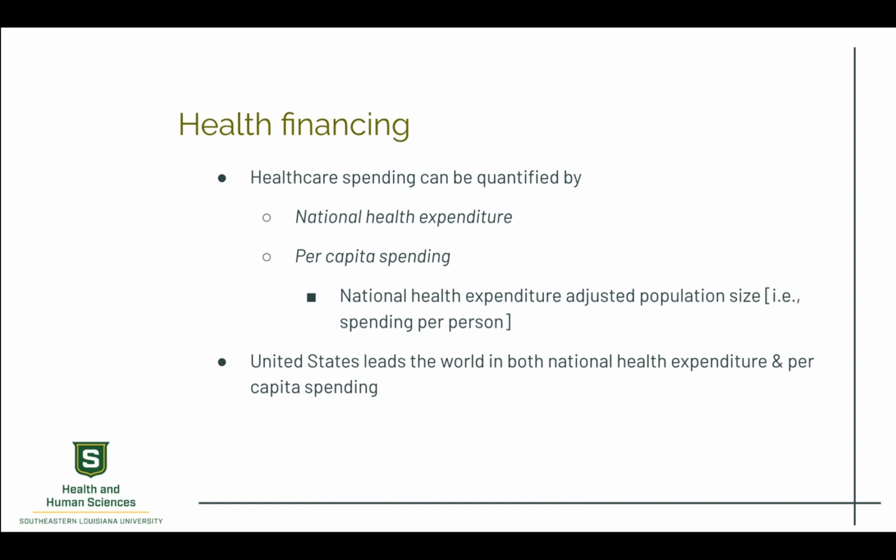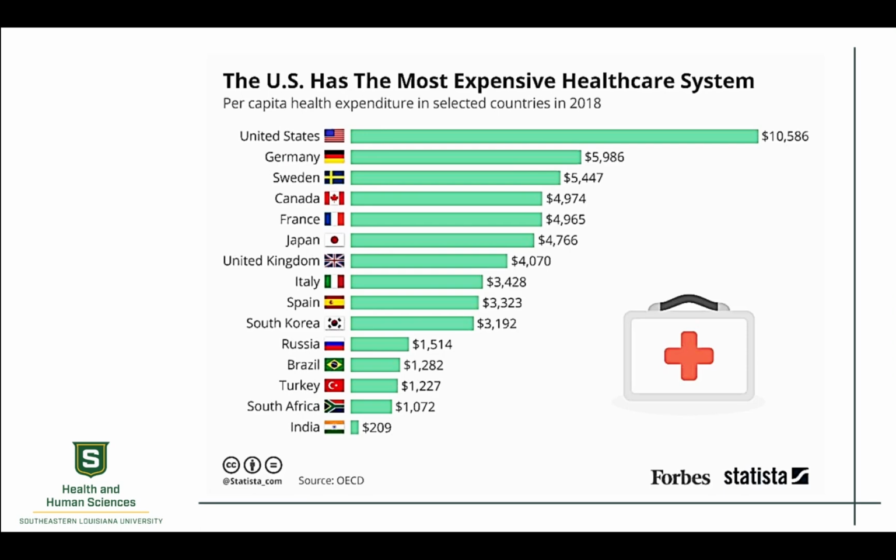Right now, as it is to date, the US is still leading the world in both national health expenditure and per capita spending. The US is outspending everybody in the world, and this image here is from 2018, data that looked at per capita spending for a select number of countries, and you can see the US leading with $10,000 plus per each US resident.